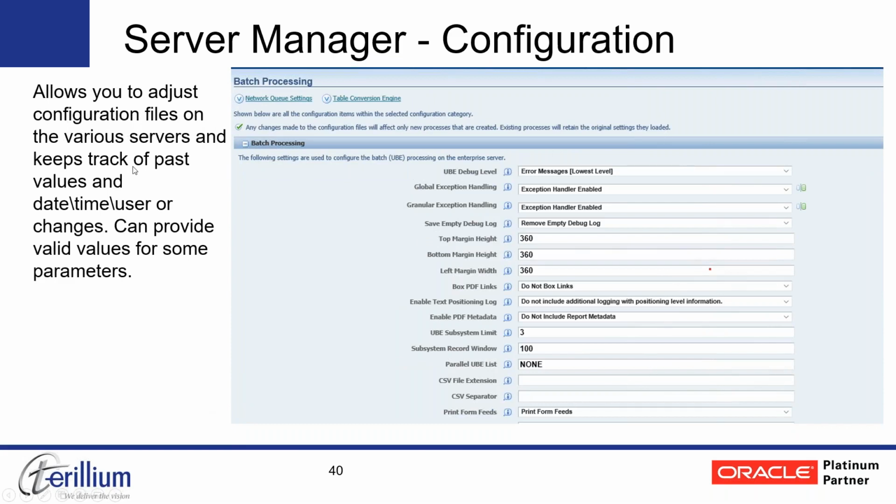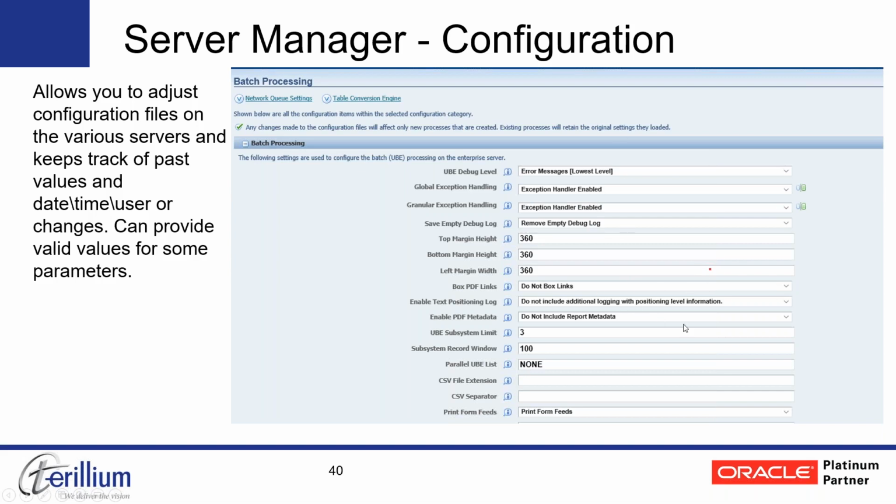It also helps us adjust the configuration within the system. So this is like an INI file on the batch server or enterprise server. We can update that without going into a text editor. And it does a couple of things for us. One, it provides information on what each one of the settings does. And here, it's keeping track of changes: what the previous values were, and who made the change at what time.